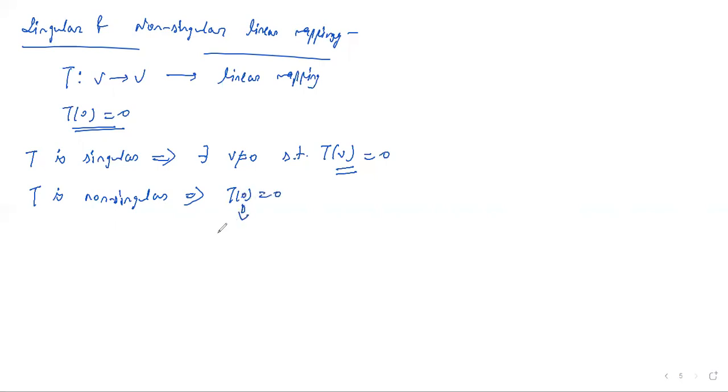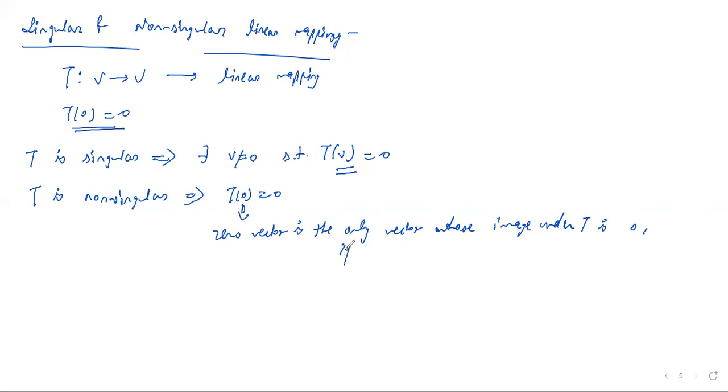That means the zero vector is the only vector whose image under T is 0.